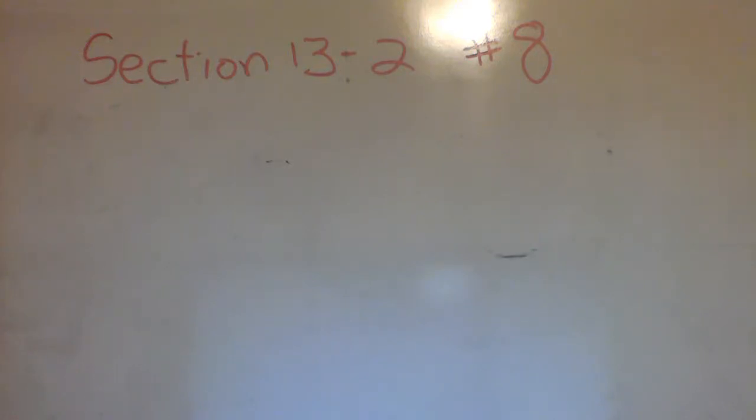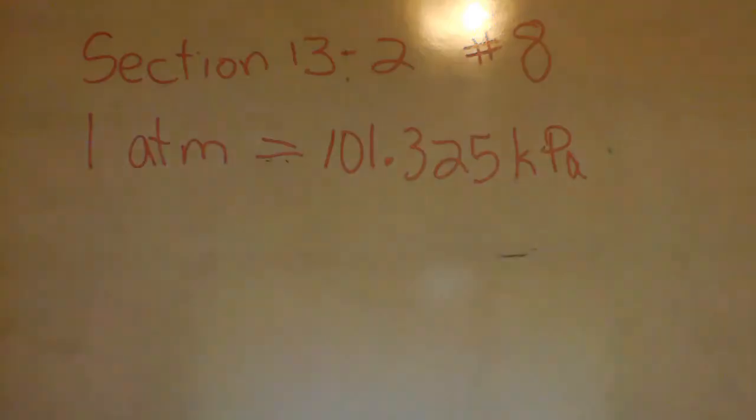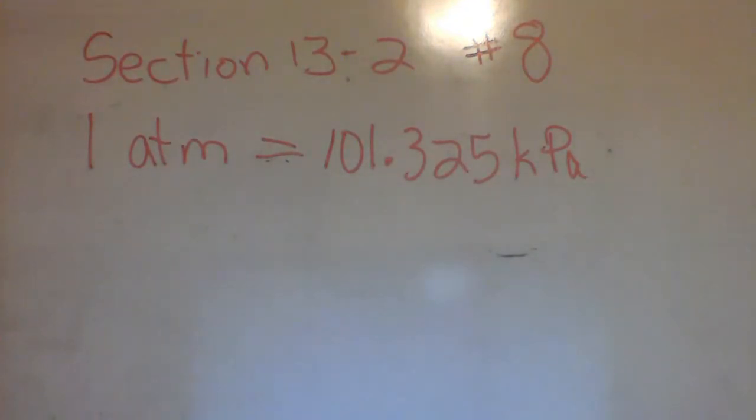Section 13.2, number 8 on your homework sheets. The pressure in a certain tire is 109 kilopascals. What is the pressure of air in the tire in atmospheres? We know from the data table that 1 atmosphere equals 101.325 kilopascals.